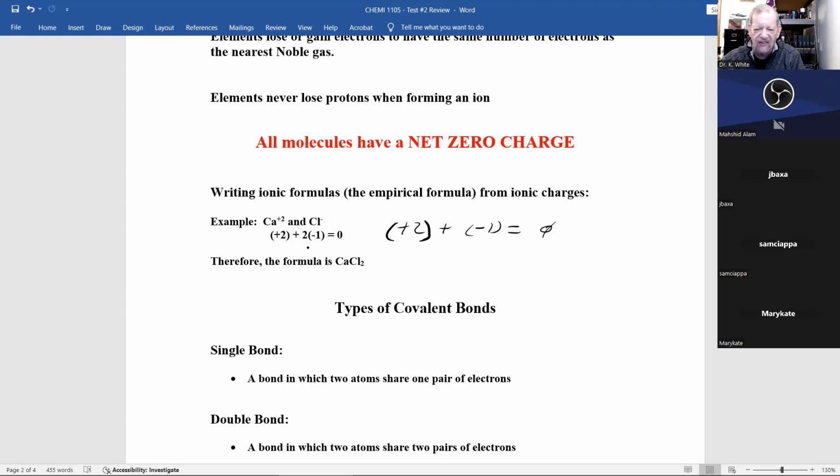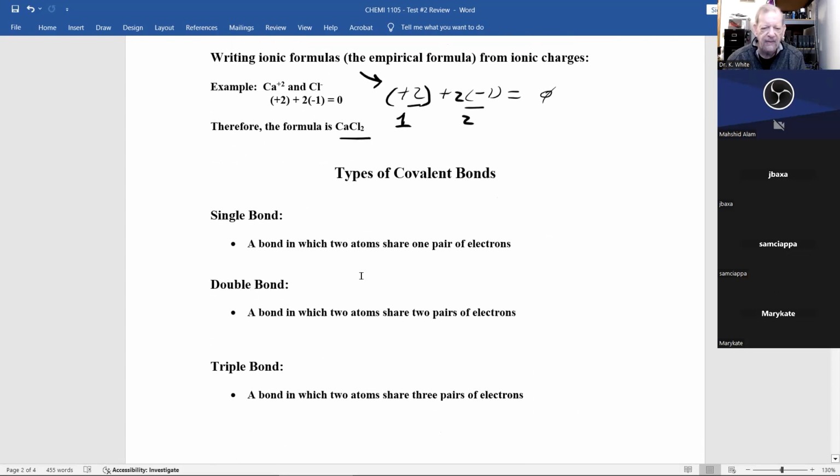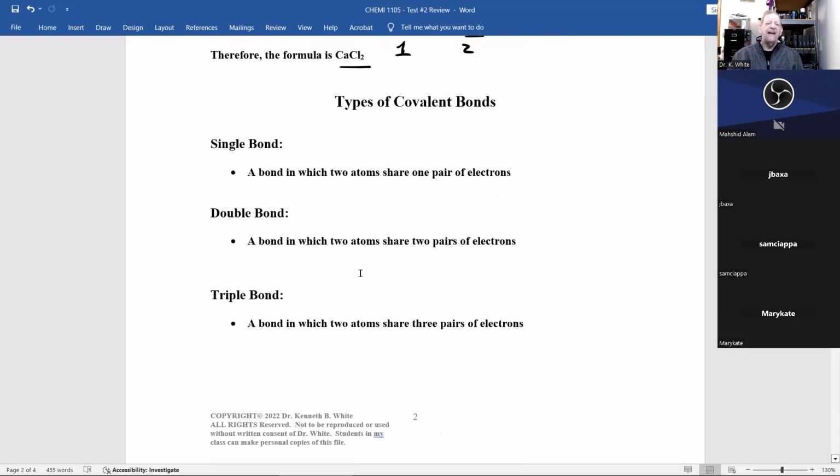So to get this to add to 0, this is a +2, I need a -2, so I'll multiply 2 times -1. So this tells me right here, the formula has 1 calcium and 2 chlorines, and you write it that way. And that's something you should know how to do. And the same thing applies to polyatomic ions, where you have a group of atoms acting as one ion.